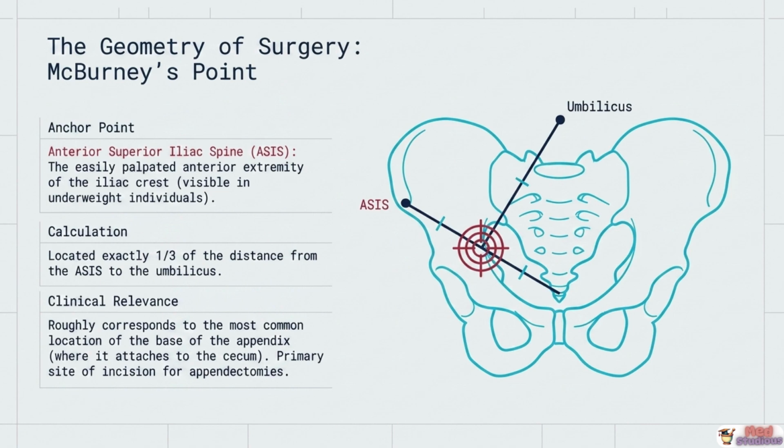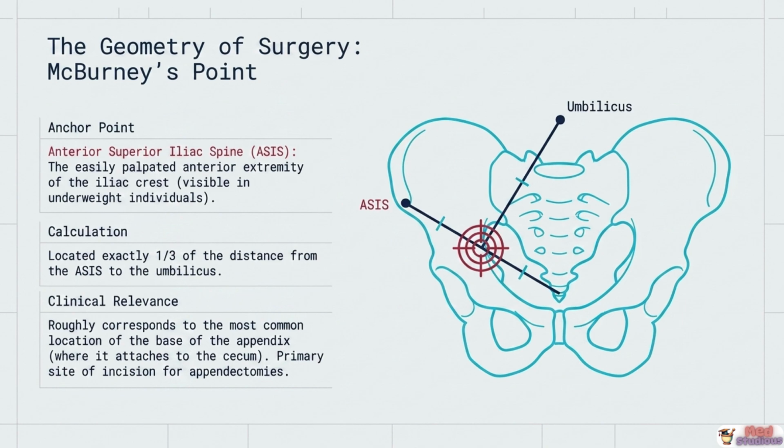To locate McBurney's point, you need one anchor landmark first: the anterior superior iliac spine, abbreviated ASIS. The ASIS is the easily palpable anterior extremity of the iliac crest, the bony prominence you can feel on the front of your pelvis when you place your hands on your hips. In underweight individuals, the ASIS is often clearly visible as a bony protrusion. Once you locate the ASIS and the umbilicus, draw an imaginary line between them.